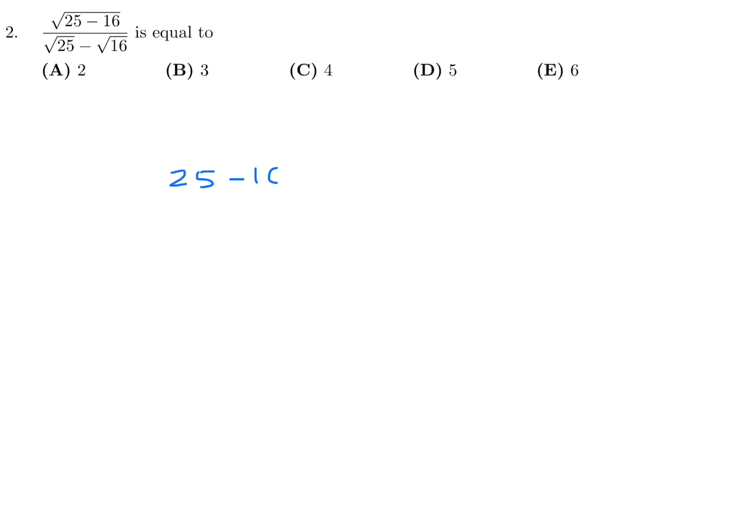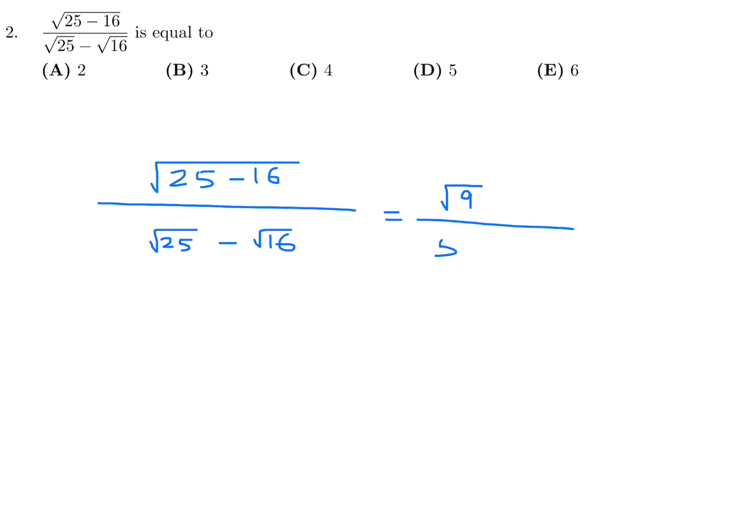The square root of 25 minus 16, divided by root 25 minus root 16. 25 minus 16 is 9, so we have the square root of 9. Root 25 is 5, root 16 is 4. Square root of 9 is 3, 5 minus 4 is 1. So therefore this is equal to 3. So number 2, the answer is B.